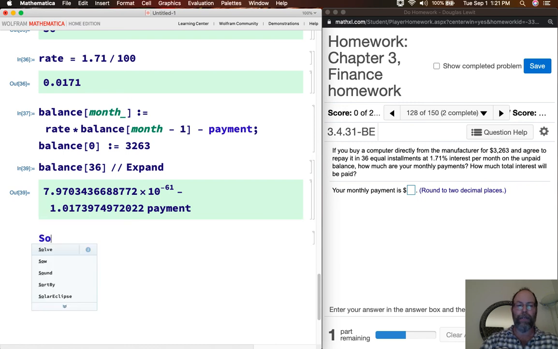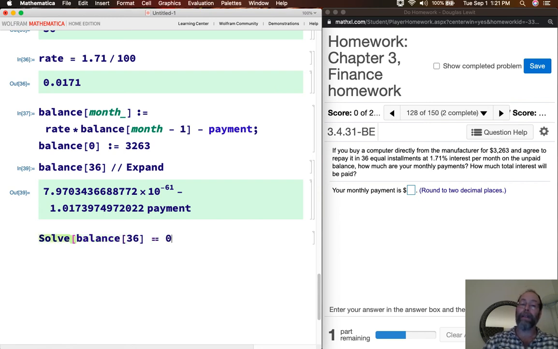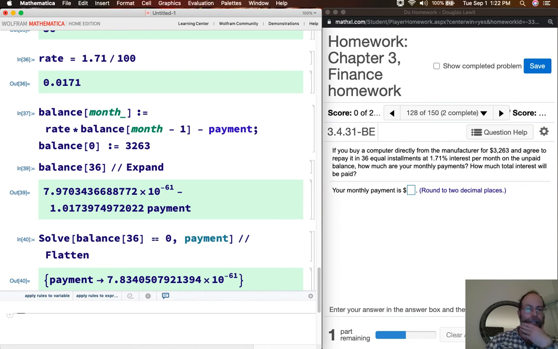So then I need to do this. Balance 36 is equal to 0, because after 36 months I owe nothing. 0 here represents I owe nothing. 0 means I'm done paying for the computer. What is my payment? Shift Enter. You know what? There is something.